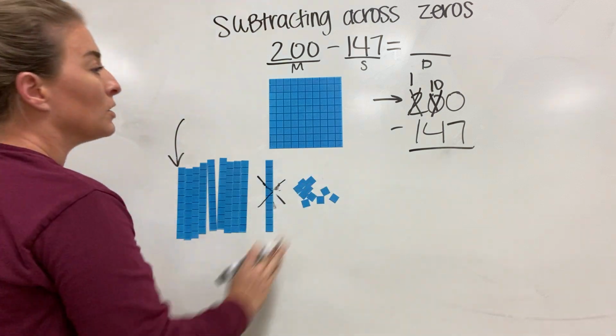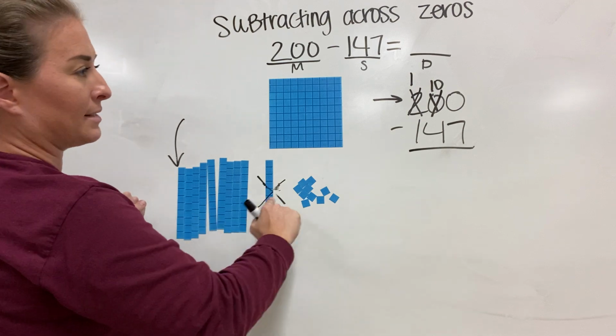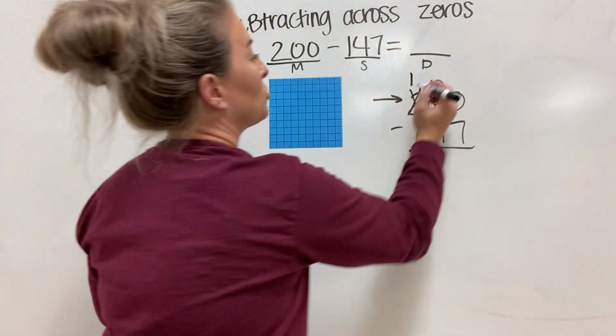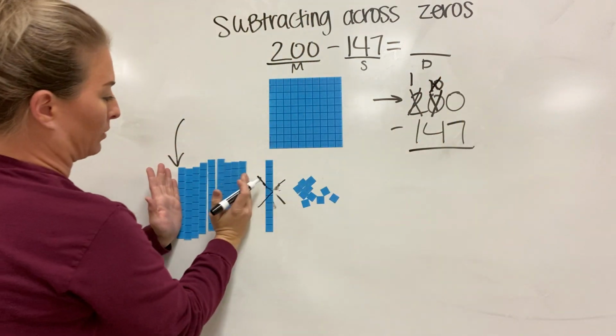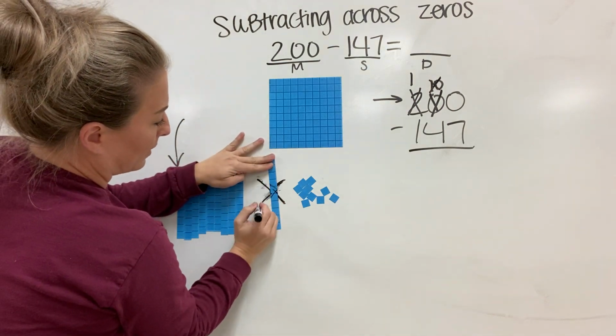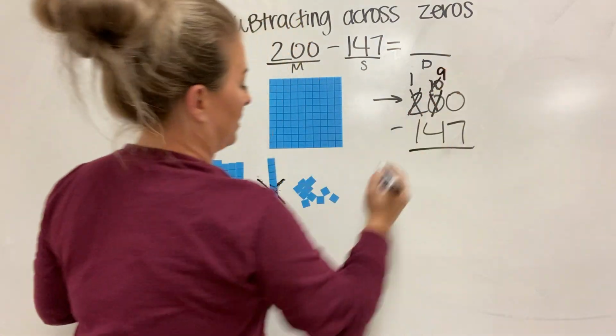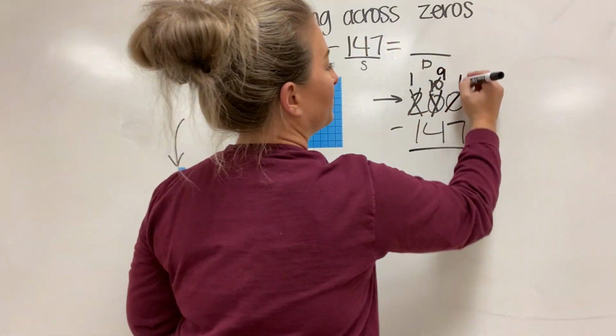Perfect. Okay. So my algorithm needs to match what I just did. I had 10 tens. I used one of them, which leaves me with only 9, because remember, I got rid of this one, right? I got rid of it. So I only have 9 left. And now I have 10 ones.